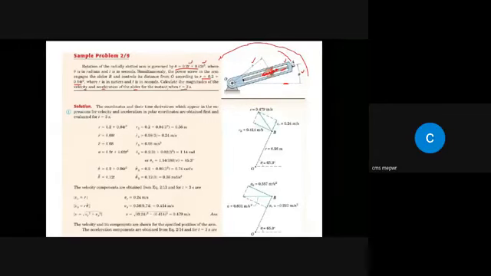So the good thing in this problem is that we are given theta and we are given r. Ready. So we are given r and we are given theta.